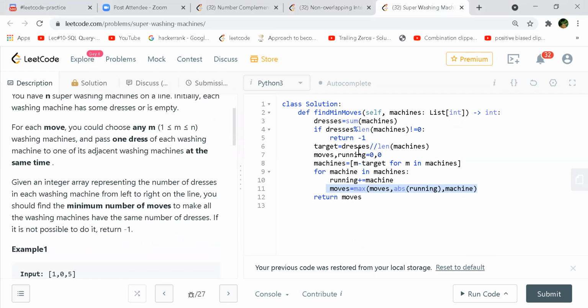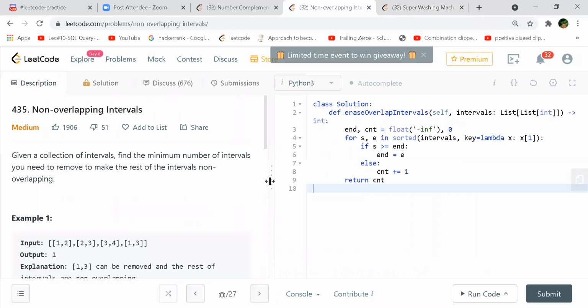It's a mix of candy plus gas station, something like that. Right. The gas station, the surplus one, is perfectly that solution, because there they only use the cumulative sum, right? Yeah. Okay. Then next one.